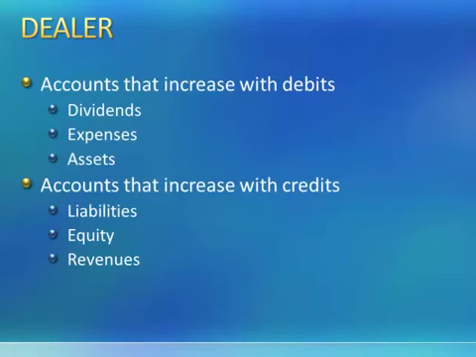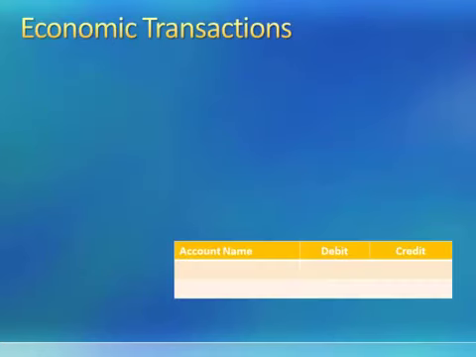When we want to increase an asset, an expense, or dividend account, we should debit that account. If we would like to increase a liability, equity, or revenue account, we must credit that account. Let's take a look at some examples.